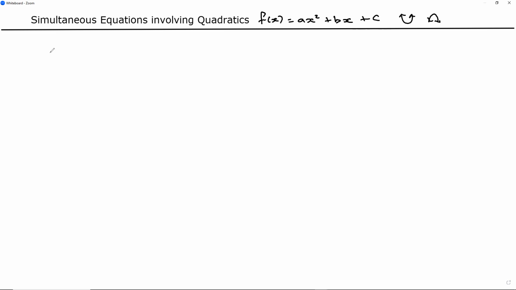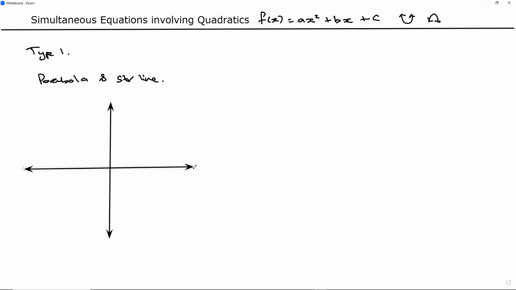And we can have simultaneous equations, let's say type 1, where we have a parabola or quadratic and a straight line. In this case, there is the possibility of them intersecting in three different ways. So the first thing is we have a parabola, let's say a random parabola drawn, and we have a straight line which is drawn alongside it. So let's just say this is a straight line over there.